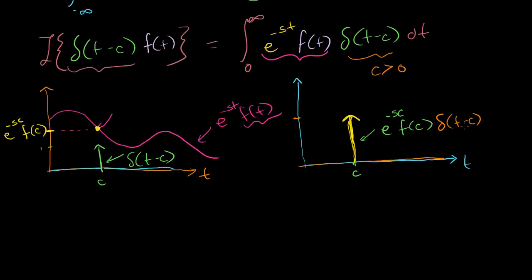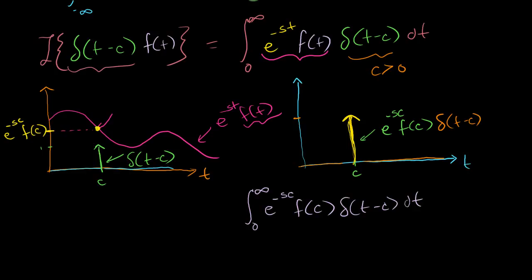So what's the integral of this thing? Taking the integral of this thing from minus infinity to infinity, since this thing is this thing, it should be the same as taking the integral of this thing from minus infinity to infinity. Actually, we don't have to go from minus infinity. I said from 0 to infinity. So taking this integral is equivalent to taking this integral: e to the minus sc f of c times my delta function, t minus c dt.